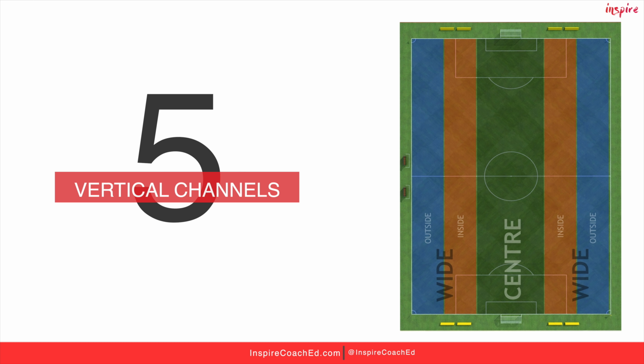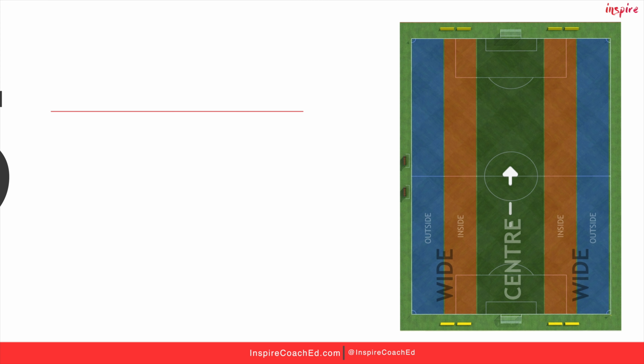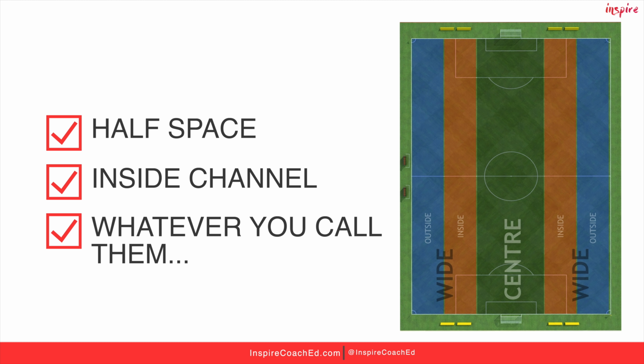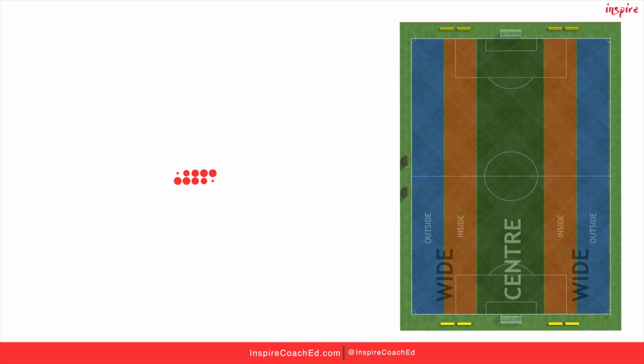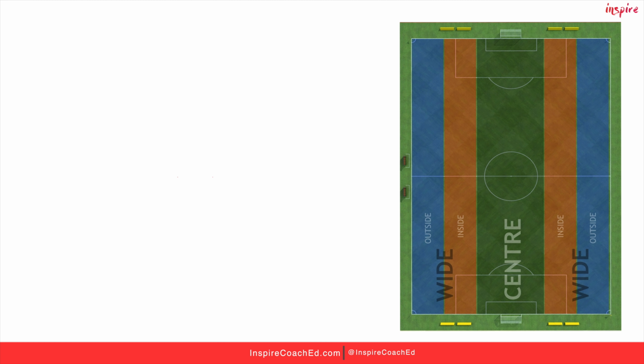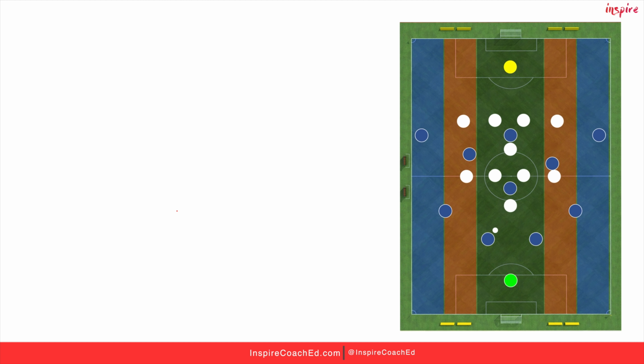So we split the field into 5. Outside wide, inside wide, central, and you might call these half space, inside channel, outside, whatever you call them. The language is important. I'm not going to get into the debate of which language is best. The language is important so that the players have the conceptual framework of understanding. So this is how we've divided the field into the 5 vertical channels, and the reason we've done that is as follows.